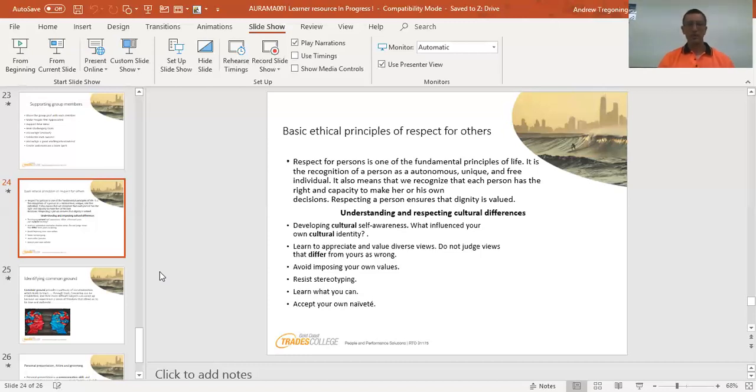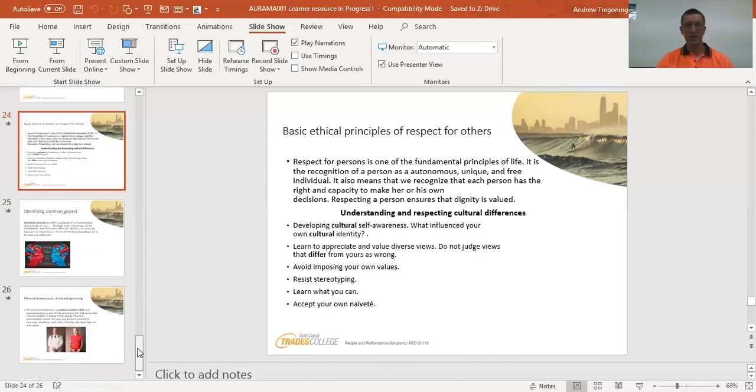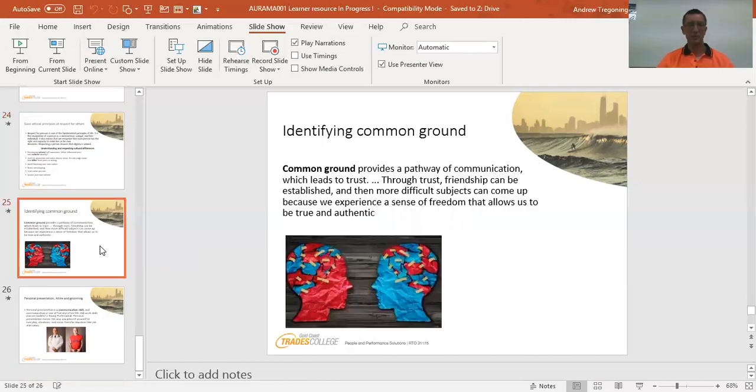Avoid imposing your own values on others. Resist stereotyping. Learn what you can and accept that you may be naive, meaning that you may not know everything about another person's values or beliefs. That's all under the heading, if you like, of basic ethical principles and basic respect for other humans, other people.